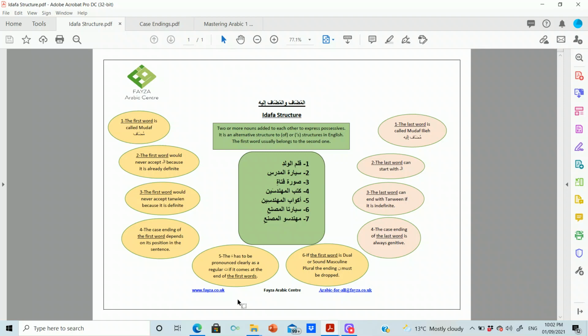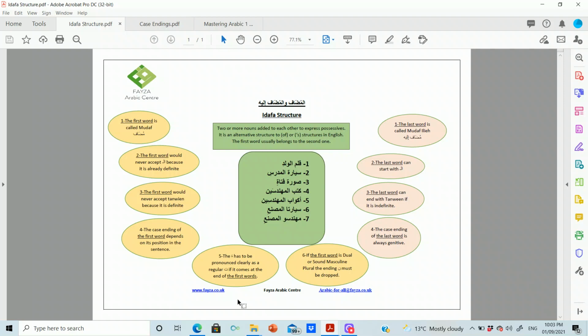Now, at least this structure has to be composed of two words, but it can be formed of more than two words, but at least we have to have two nouns. Like the ones that we have here. So let us quickly have a look at the examples that we have here.